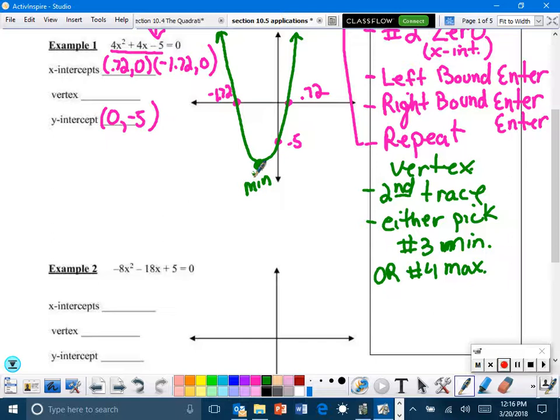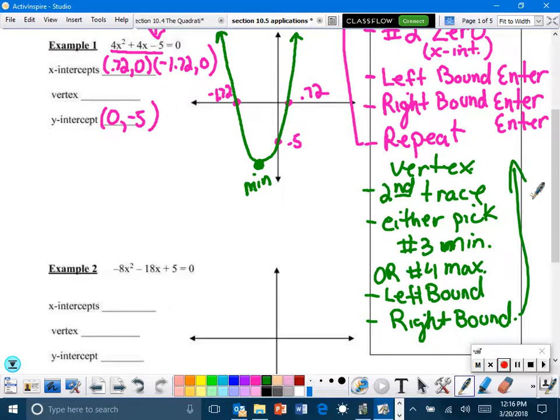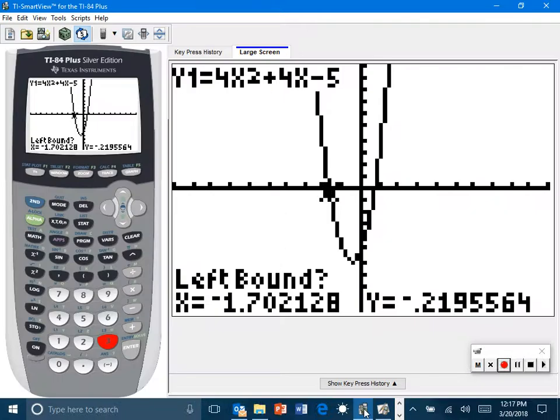All right? And then once we pick that, it's going to say again, left bound, right bound. So we're going to follow the same steps that we did up above, except we're finding the minimum in this case. So it says left bound because I already did it. So what I'm going to do is I'm going to go a little bit closer. So here's your vertex. Look at the arrow on the screen. Okay, I'm on the left side. I'm going to hit enter once.